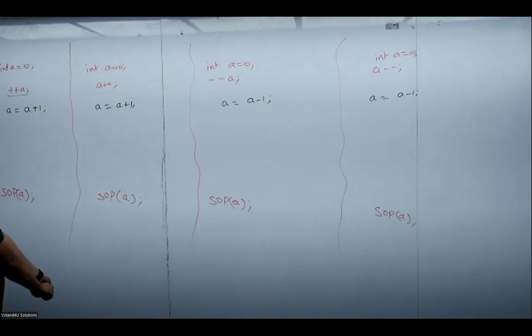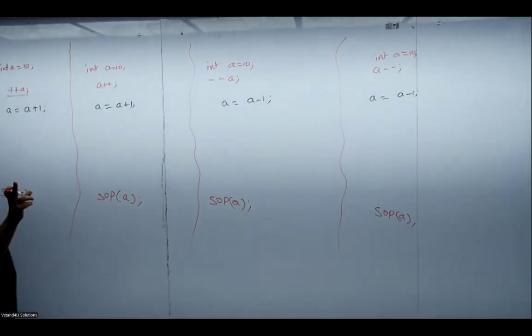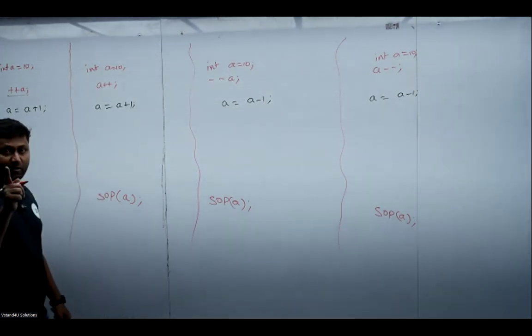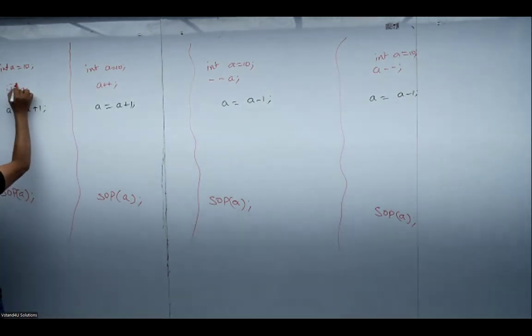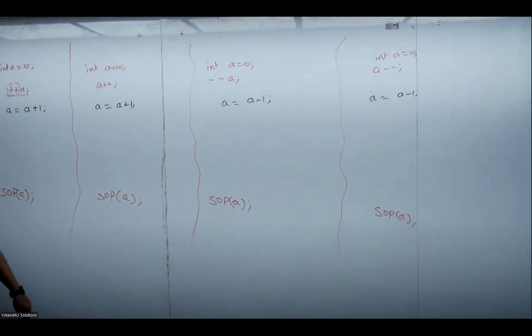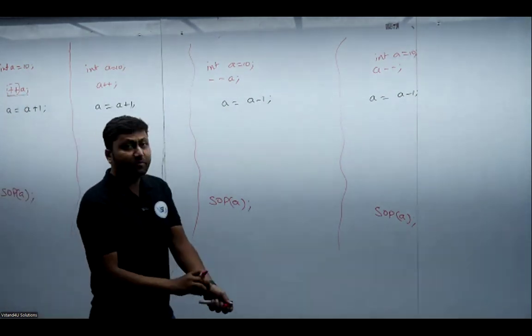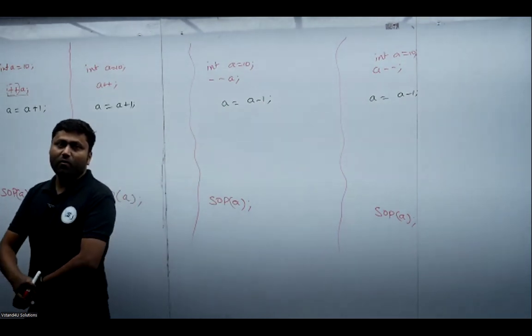Okay, sir. So there, what is the difference? There is a difference. Most important thing I'm explaining now, pay attention. In this case, which type of operator are we using? That is a pre-incrementation operator. Am I right? Since pre-incrementation operator is there, what will happen first?